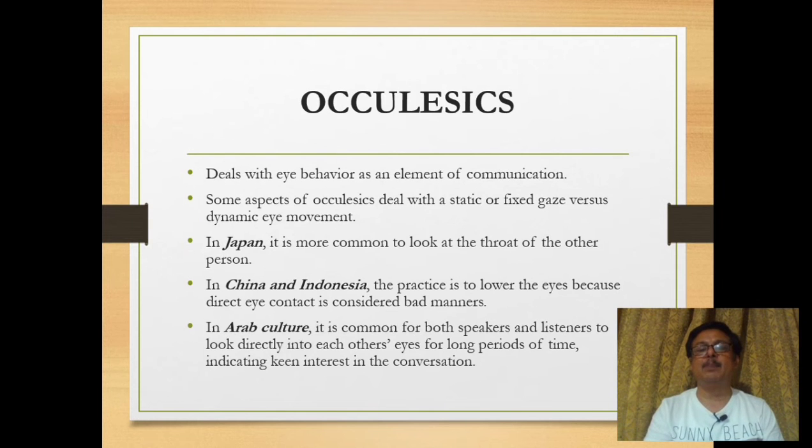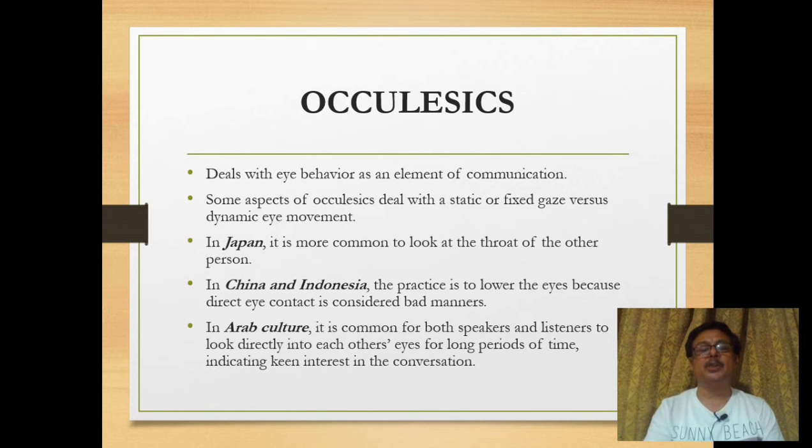So the second type of non-verbal communication is oculesics. It deals with eye behavior as an element of communication. Some aspects of oculesics deal with a static or fixed gaze versus dynamic eye movement.